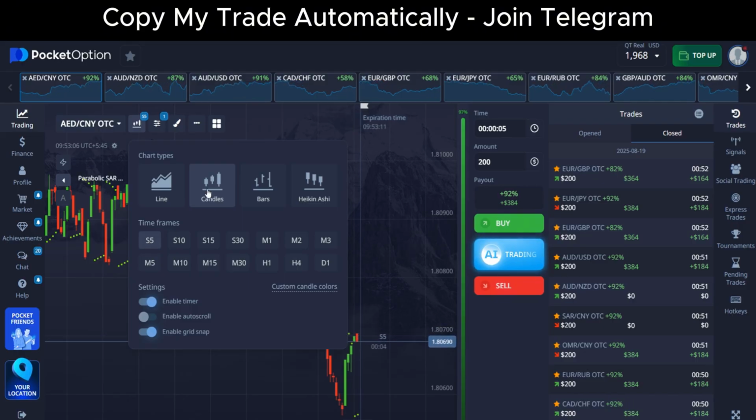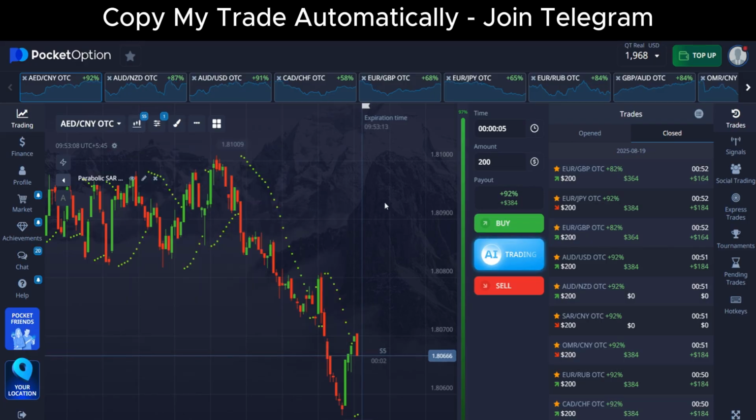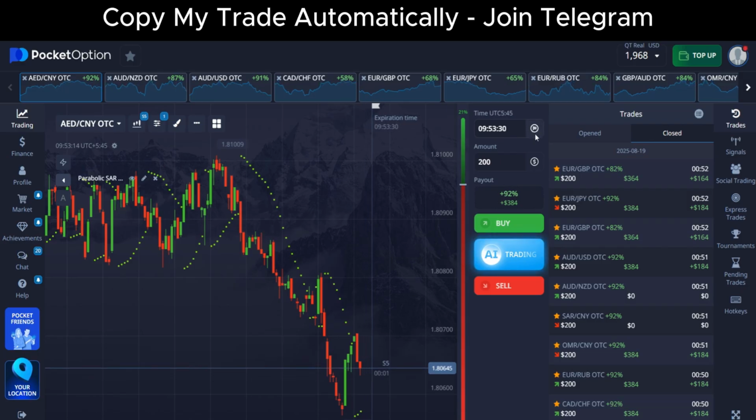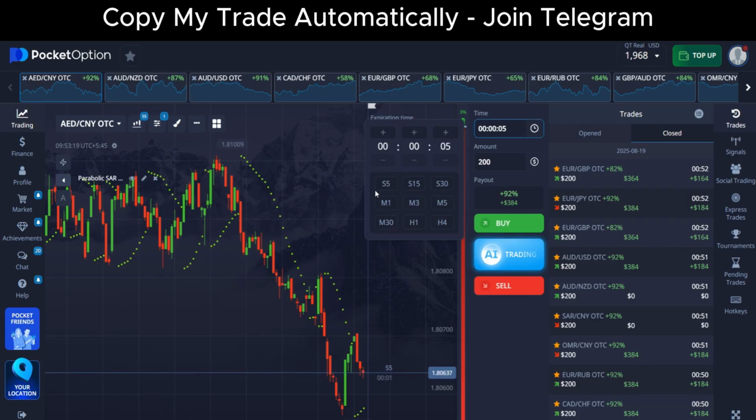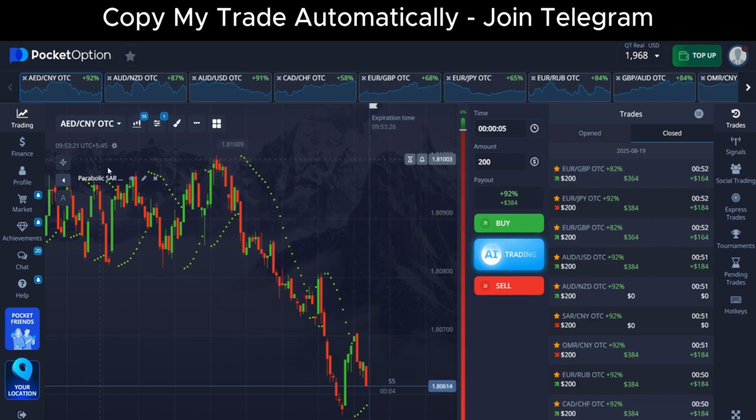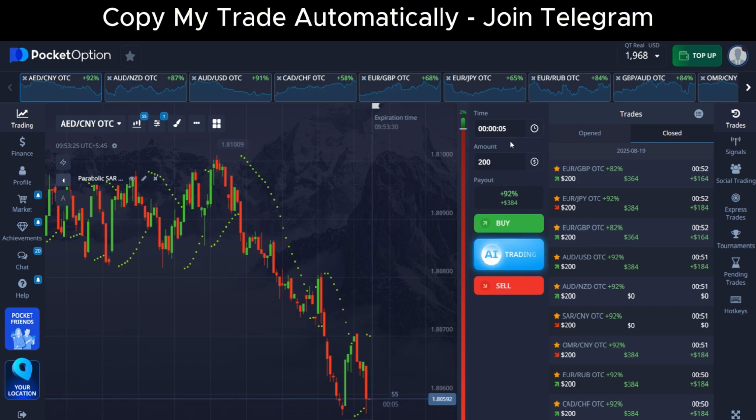You just select the candlestick chart type and select S5, and your trading time frame should also be 5 seconds. You just click on this flag. If it is a flag here, just click on it and make it a clock and select S5 as your trading time frame. Now your candles are also 5 seconds and your trading time frame is also 5 seconds.